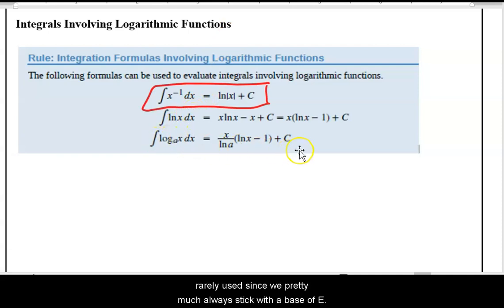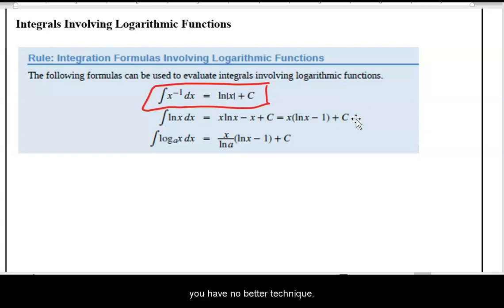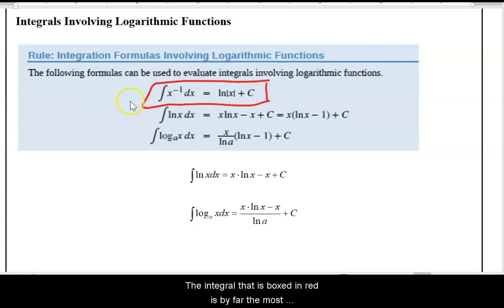The bottom one is rarely used since we pretty much always stick with a base of e. The one in the middle, you will learn a better way to find this in Calculus 2. In this course, you'll simply have to use the formula since you have no better technique. Let me rewrite the bottom two formulas in a different form so we can copy and paste them when we need them. The integral that is boxed in red is by far the most important one you'll learn in this section. However, its format is not always the way it appears.